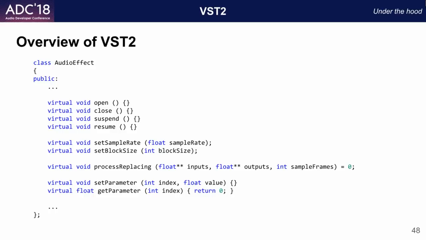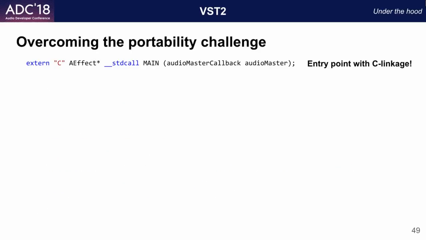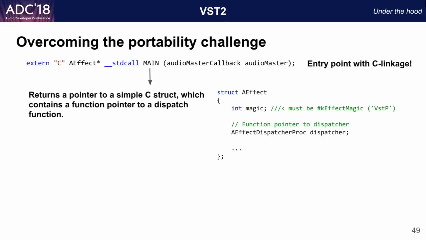But didn't I just say that we can't have any C++ in the interface layer? And that's still true. You can't have any C++ in the interface layer. So what the VST2 SDK does for you, you need to include a VST CPP file in your plugin. And in that, there is a main entry point, which you see here is marked extern C, because we're not allowed to use C++ freestanding functions. We have to mark this as a C function. You need to tell it which calling convention it uses. That gets called by the host.